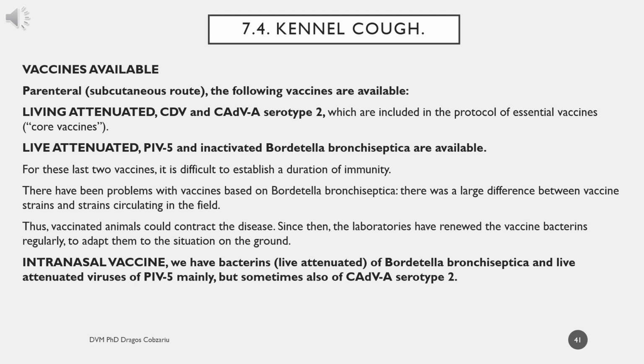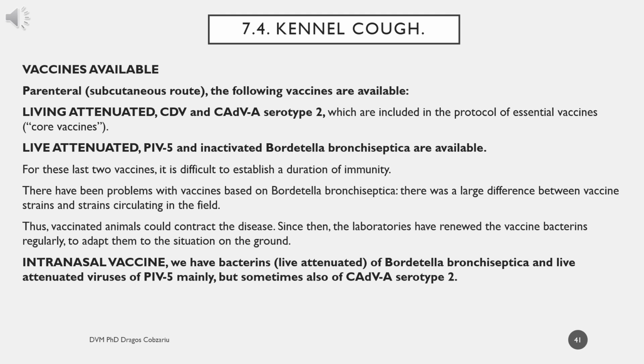Live attenuated, PIV5 and inactivated Bordetella bronchoseptica are available. For these last two vaccines, it is difficult to establish a duration of immunity. There have been problems with vaccines based on Bordetella bronchoseptica. There was a large difference between vaccine strains and strains circulating in the field. Thus, vaccinated animals could contract the disease. Since then, the laboratories have renewed the vaccine bacterians regularly to adapt them to the situation on the ground.